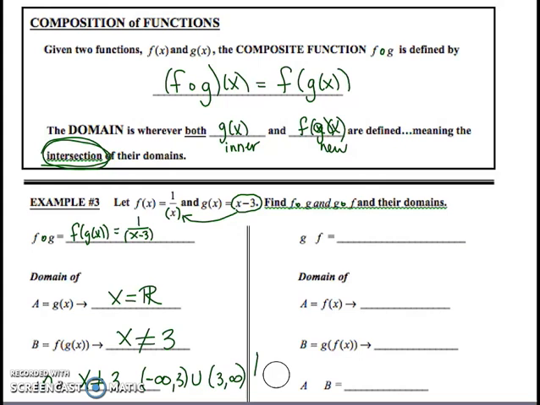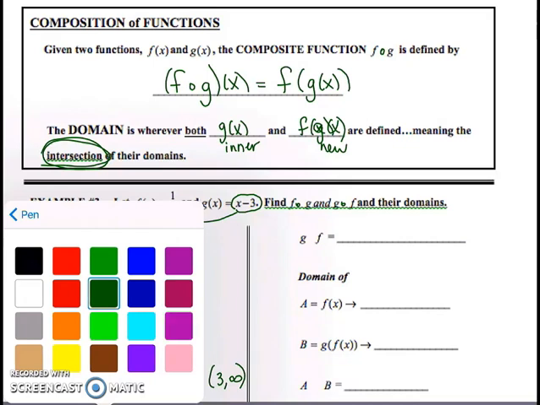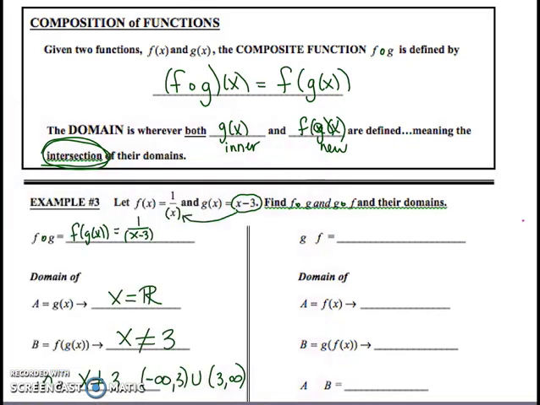All right, now let's look at this function the other way. Instead of doing f of g of x, let's do g of f of x, which is different, right? G of f of x means that we're taking the f function and plugging it into g. So now we're going to take this whole thing and plug it in right there. So that is going to become 1 over x minus 3.